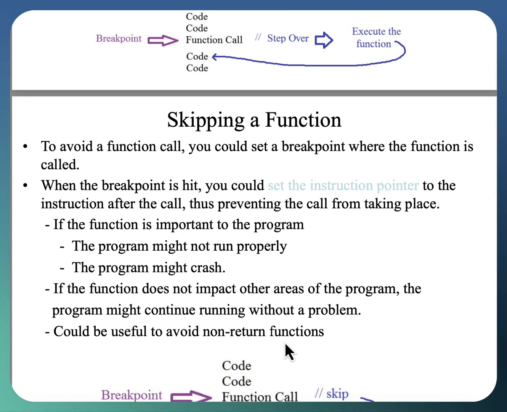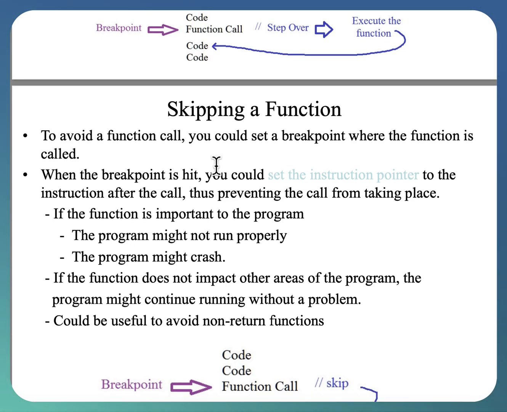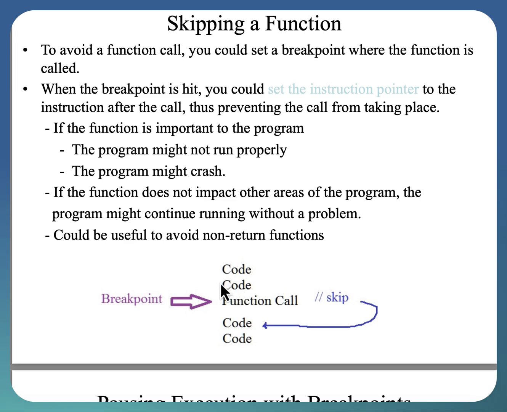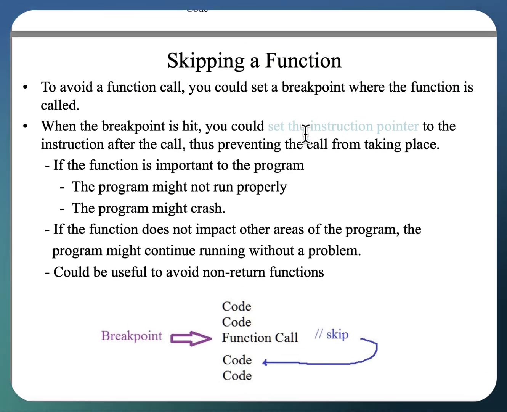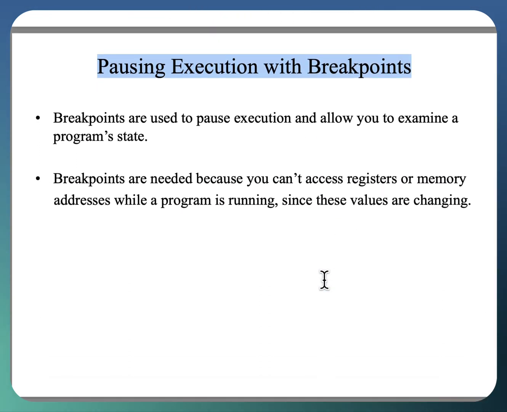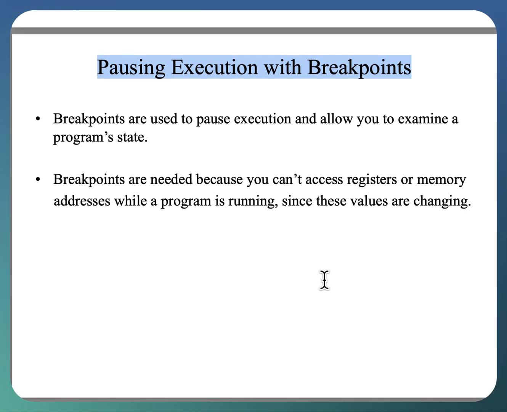So if you compare these two types, the step over: you have code, then there is a function call, and it is going to step over, which means that the function is going to be executed, and then it will go back to where the function was and follow to the next instruction. And here, with the skip, it will jump from here to here as if that function never existed. Okay, so these are the types of steps that you can use when you're using a debugger.